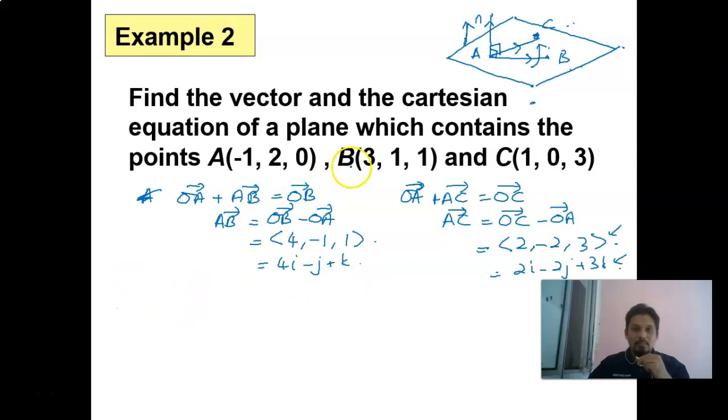we are going to find the vector n, equal to the vector AB cross AC. Okay, so then with the i, j, and k, we get 4, negative 1, and 1, and 2, negative 2, 3.